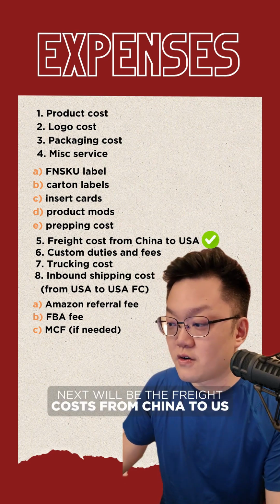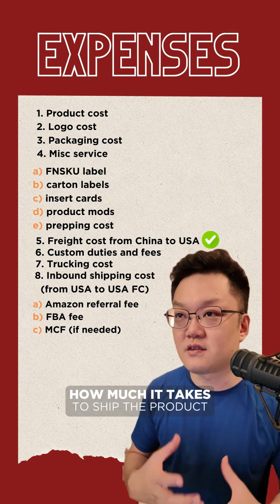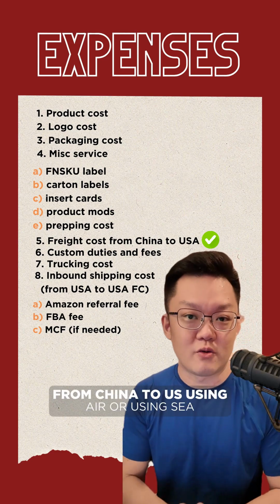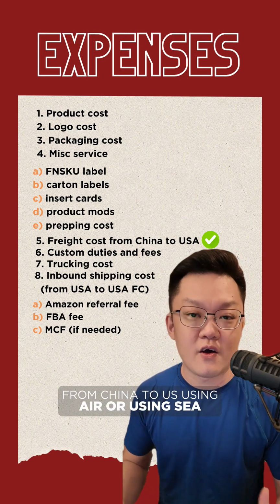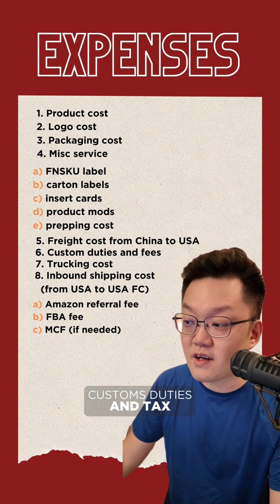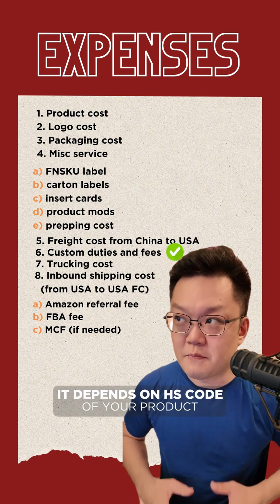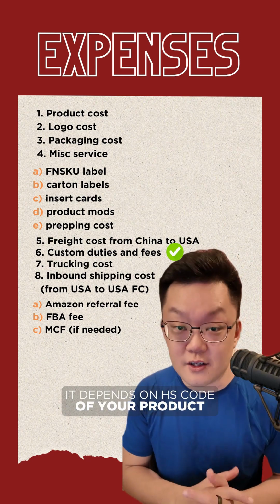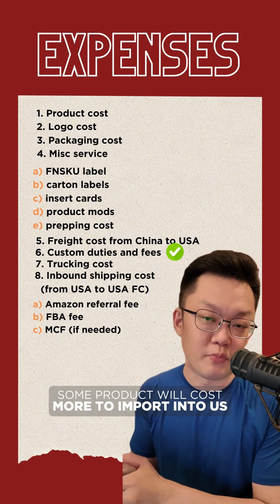So next will be the freight costs from China to US, how much it takes to actually ship the product from China to US itself using air or using sea. Customs, duties and tax, this is actually incurred. It depends on the HS code of your product itself. Some products will actually cost more to import into the US.